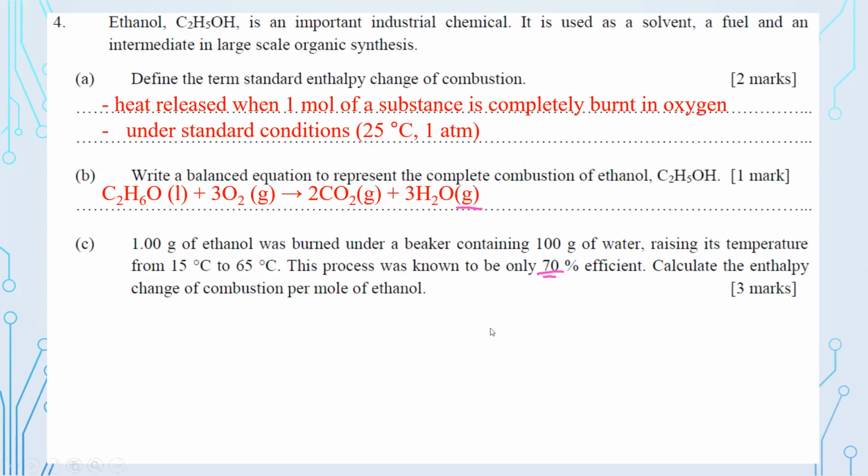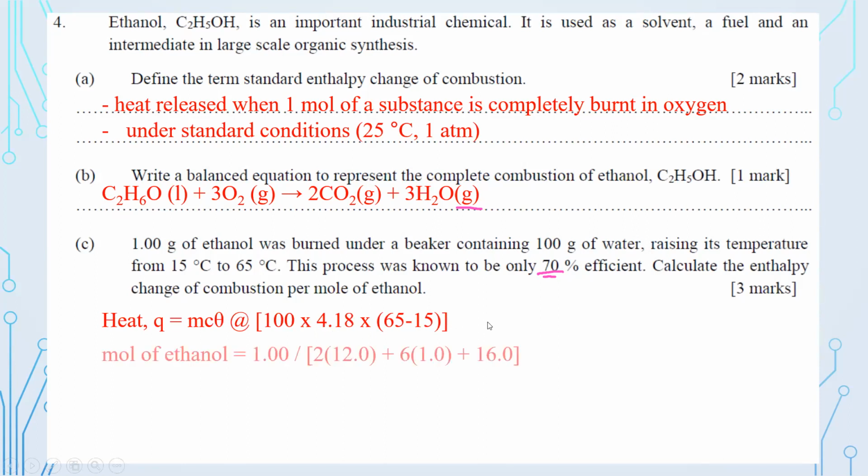So how do we solve this question? First, Q equals mc theta, or 100 times 4.18 times 65 minus 15. Then moles of ethanol: 1.00, substitute exactly as given in the question. If the question gives you 1.00, your substitution must also be 1.00, divided by 2 times 12 plus 6 times 1 plus 16. And finally, delta H combustion: 100 divided by 70 multiplied by 20.9 kilojoules times 46, you get 1373.